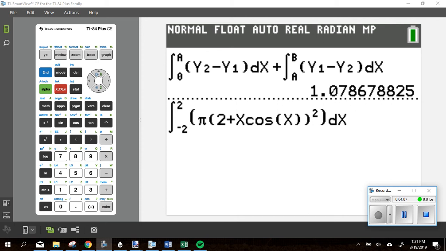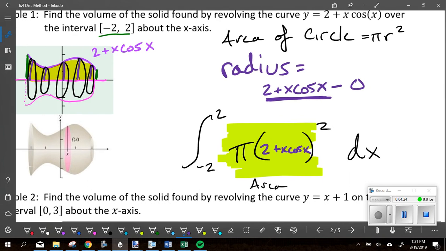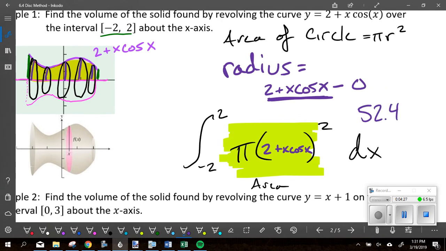Thumbs up if your number is bigger than 25. Thumbs down if your number is less than 25. Thumbs up for bigger than 70. Thumbs down for less than 70. You type that in, you hit enter. Your volume is 52.429. Questions on the first one? It's not that crazy difficult once you get them figured out.